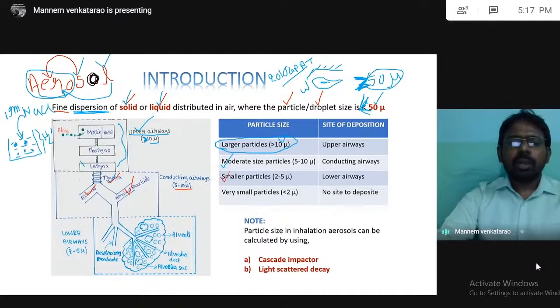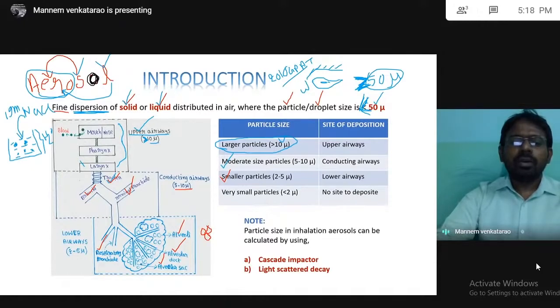Next, smaller particles whose particle size is 2 to 5 microns can be deposited in lower airways. What are lower airways? After terminal bronchiole, next respiratory bronchiole, next alveolar ducts, next alveolar sac, next alveoli. What is alveolar sac? This is one alveoli, this is one more alveoli, and this is one more alveoli.